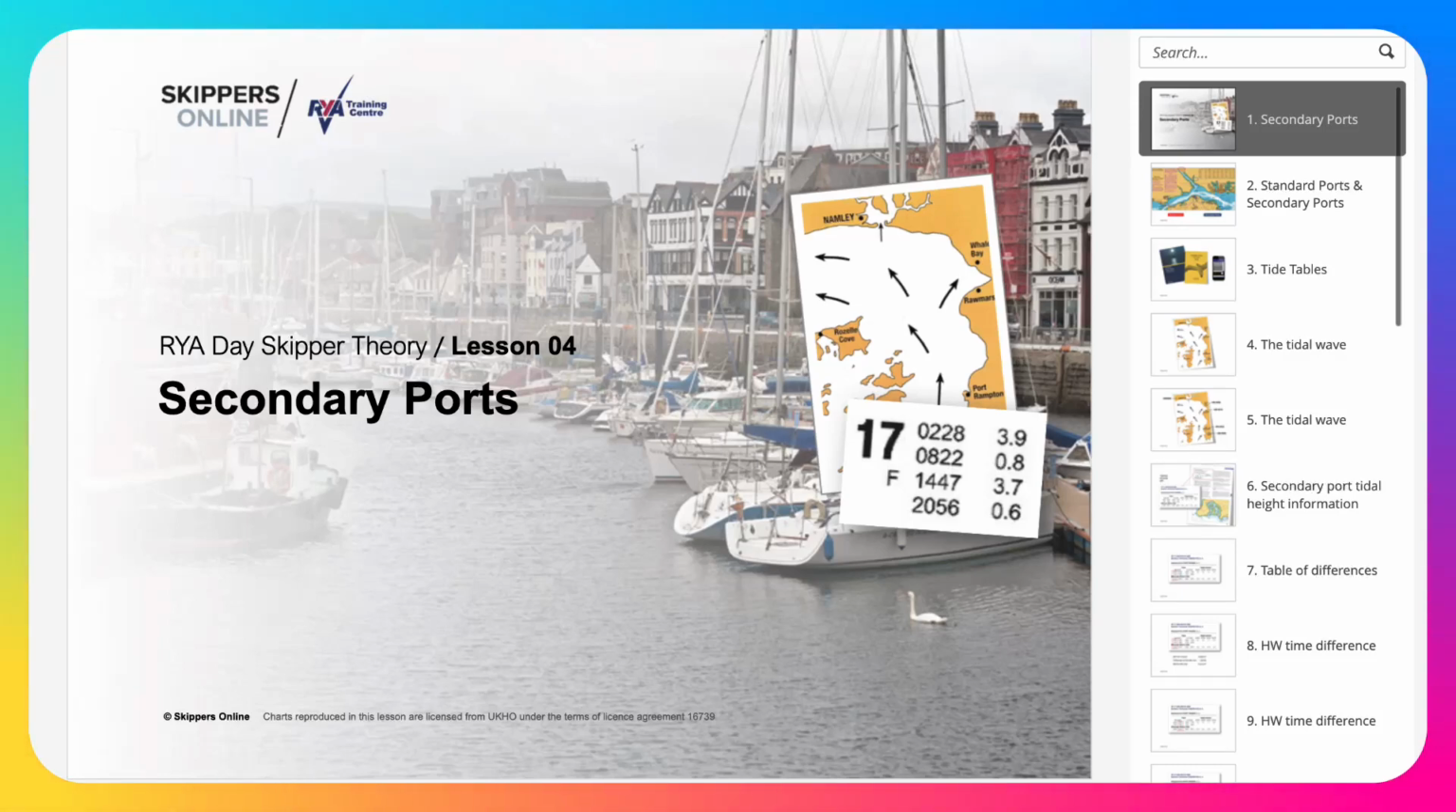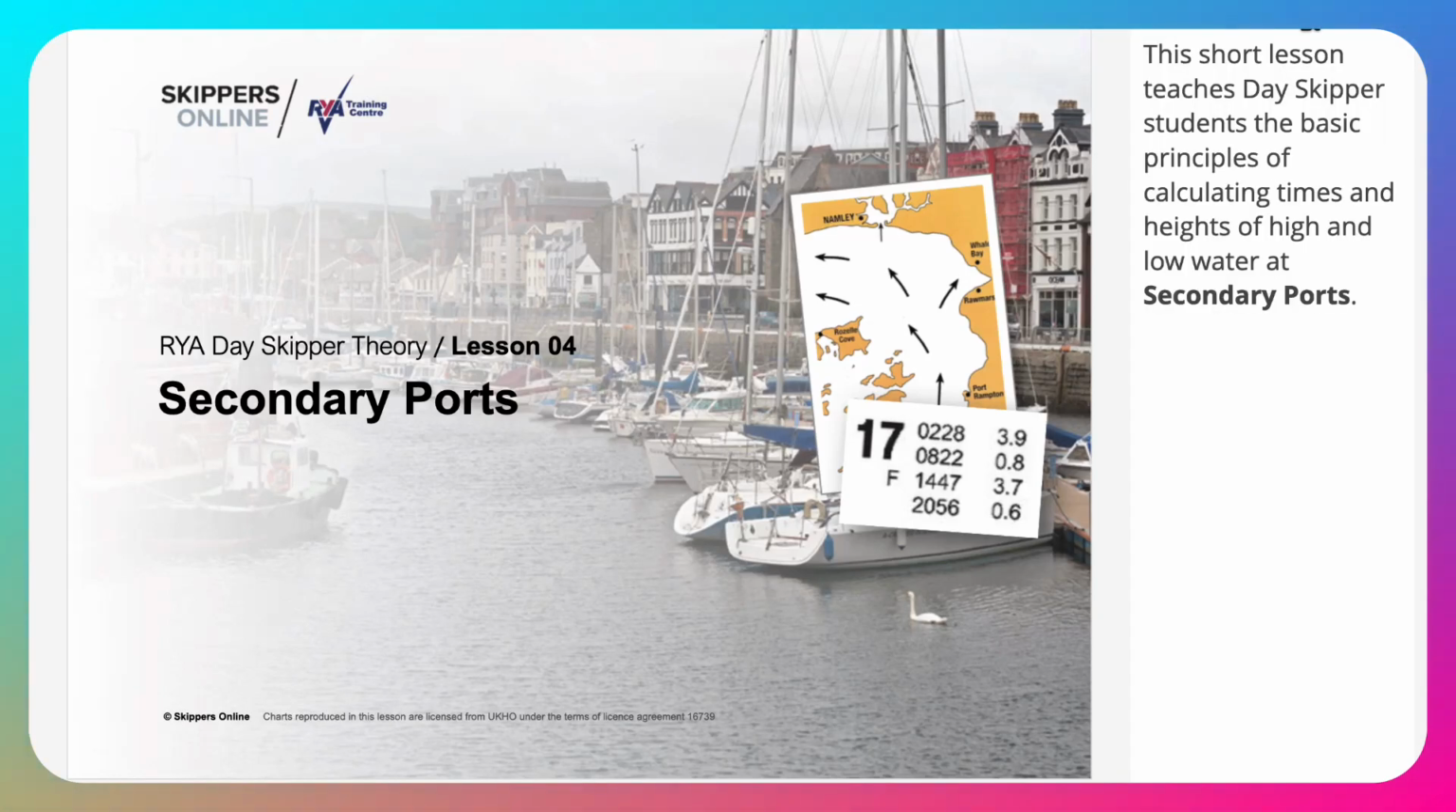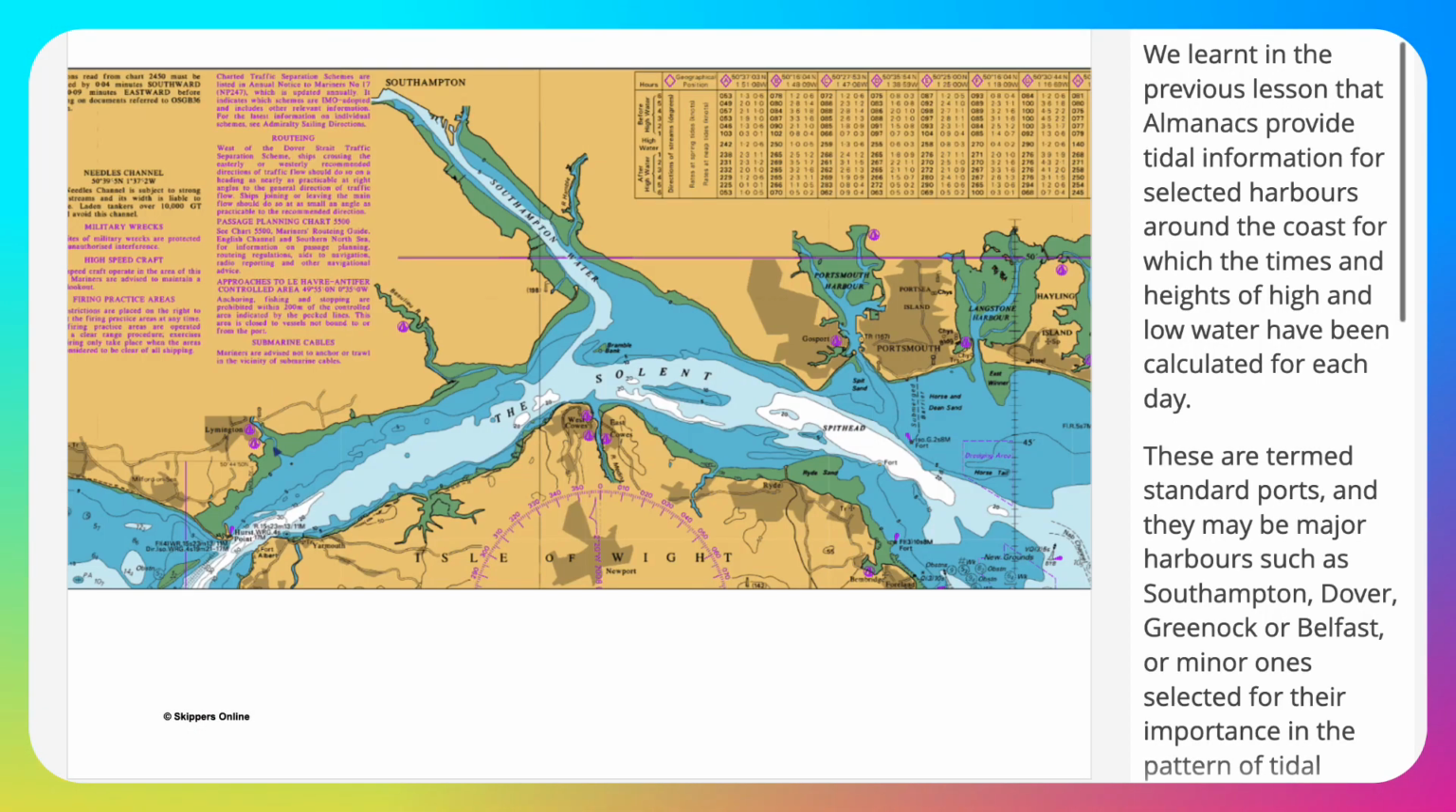This short lesson teaches Day Skipper students the basic principles of calculating times and heights of high and low water at secondary ports. We learnt in the previous lesson that almanacs provide tidal information for selected harbours around the coast for which the times and heights of high and low water have been calculated for each day. These are termed standard ports, and they may be major harbours such as Southampton, Dover, Greenock, or Belfast, or minor ones selected for their importance in the pattern of tidal behaviour.